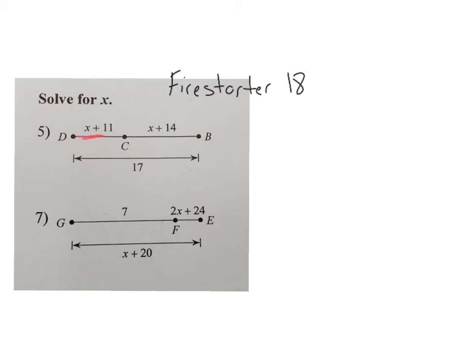So the segment addition postulate, that's like 5 and 7, says basically we have a red piece and this green piece, and together they give me the whole blue piece. Right? And that's how that works. So basically the two pieces add up to the whole. I think that makes sense to you guys. So I'm going to have x plus 11. Then I'm going to add it to the green piece, plus x plus 14.